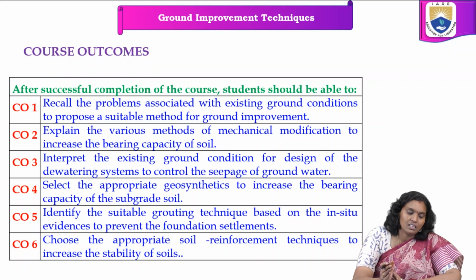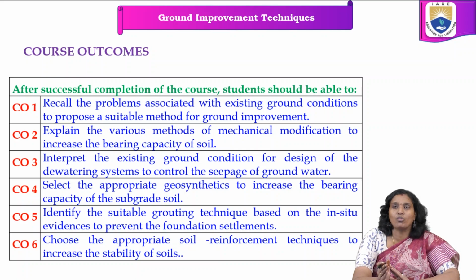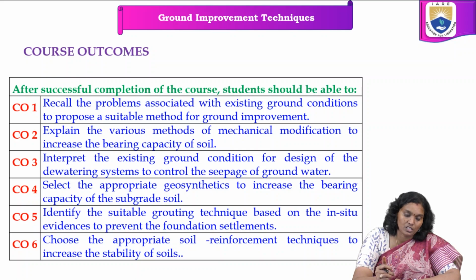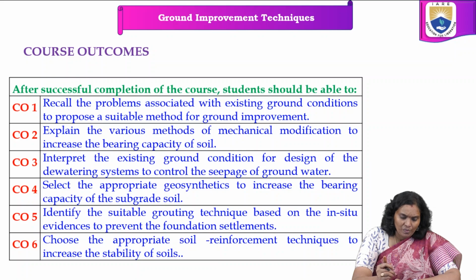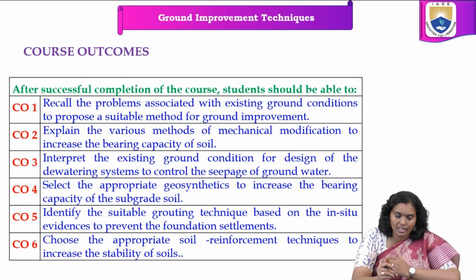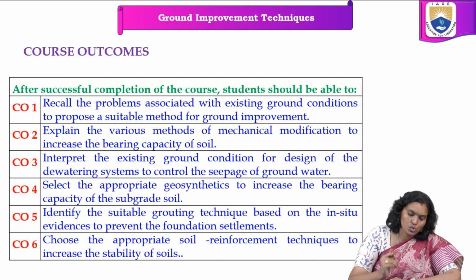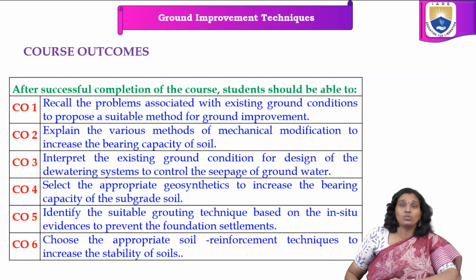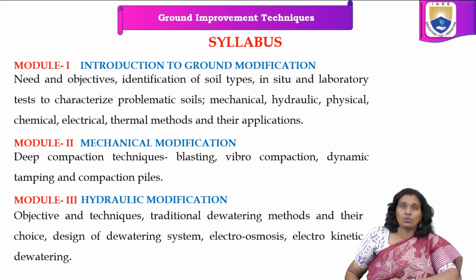In course outcome 3, given an existing ground condition, design the dewatering system to control the seepage of groundwater. In course outcome 4, select appropriate geosynthetics to increase the bearing capacity of the subgrade soil. Identify the suitable grouting technique based on the in situ evidence to prevent foundation settlements. Choose the appropriate soil reinforcement techniques to increase the stability of soils. These are the course outcomes we will understand after completion of the course.